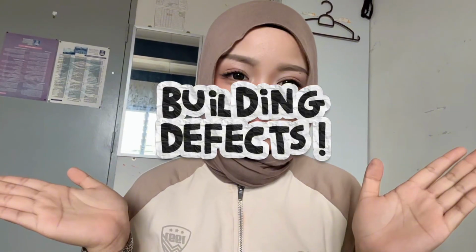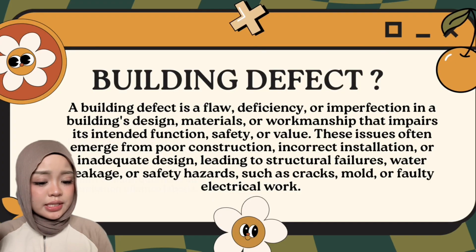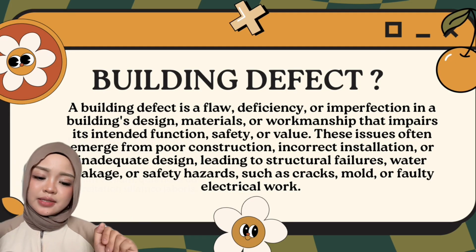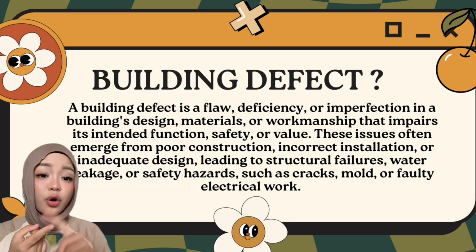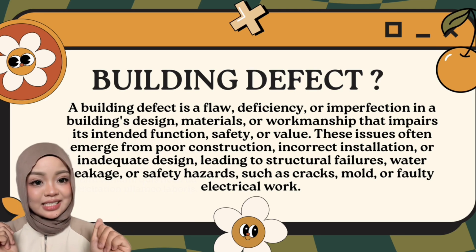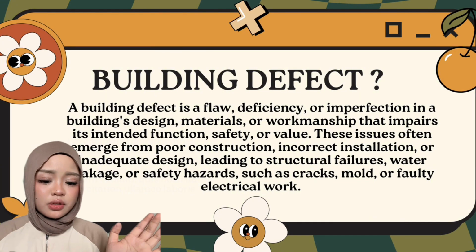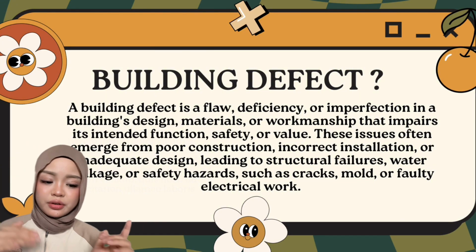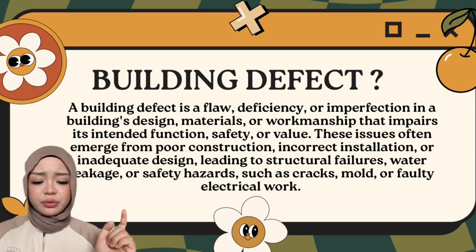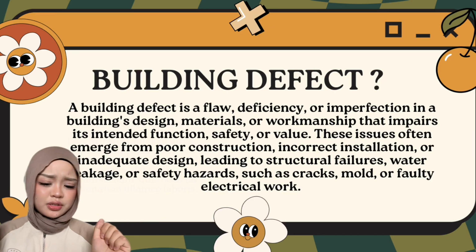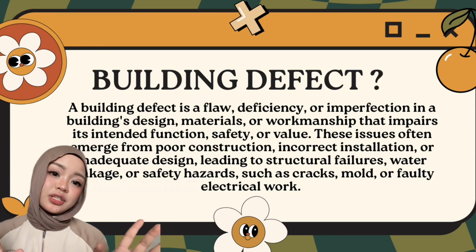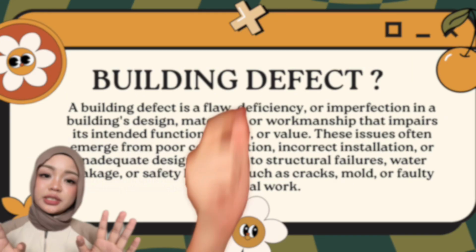So, I will be talking about building defects. First things first, what is a building defect? A building defect is a flaw, deficiency or imperfection in a building's designs, materials, or workmanship that impairs its intended functions, safety, or value. These issues often emerge from poor construction, incorrect installation, or inadequate design, leading to structural failures, water leakage, or safety hazards such as cracks, molds, or faulty electrical work.